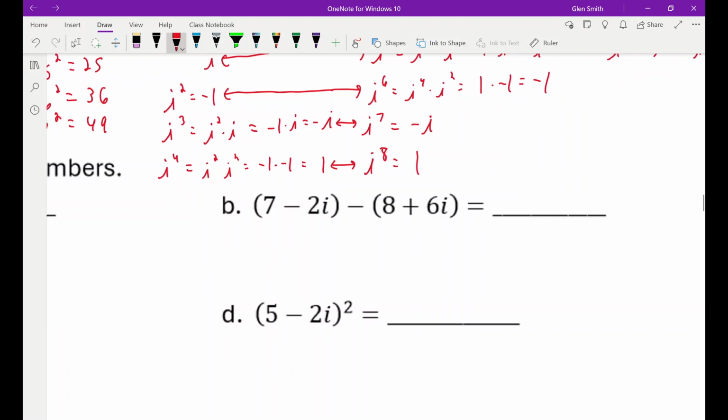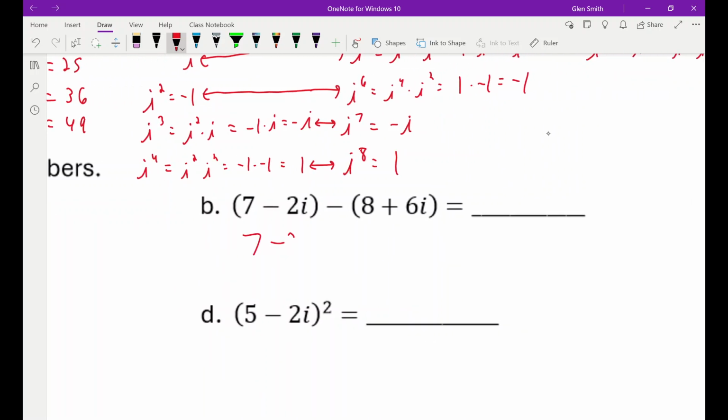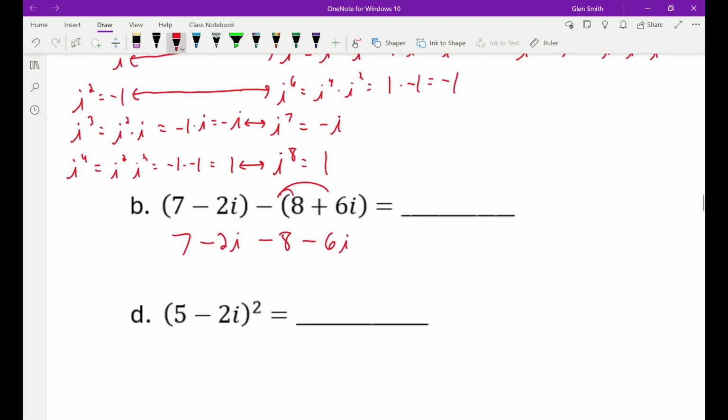When you're subtracting, we'll do the same thing, except if I were you, I would distribute the negative. So this is just going to go into here like that. Now we just combine like terms. So 7 minus 8 is negative 1, and negative 2i minus 6i is negative 8i.